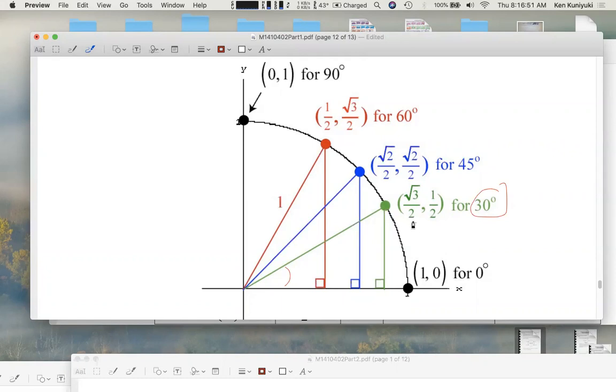The x-coordinate is the cosine of 30 degrees, √3/2. The sine is the y-coordinate. The sine of 30 degrees is 1/2, the y-coordinate. Remember, sine of 30 degrees is 1/2. That's a basic fact you should remember. So this piece of the unit circle gives you the cosine values and the sine values for these special angles from 0 degrees to 90 degrees.